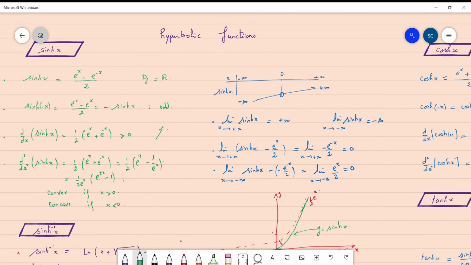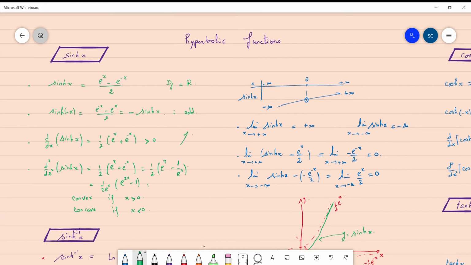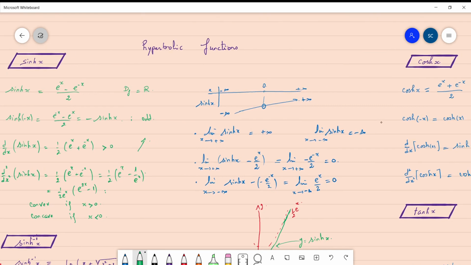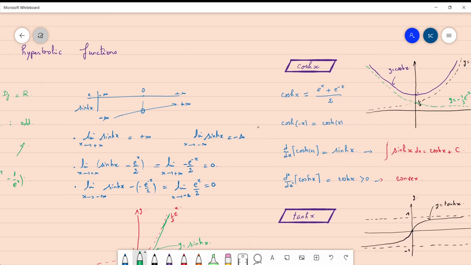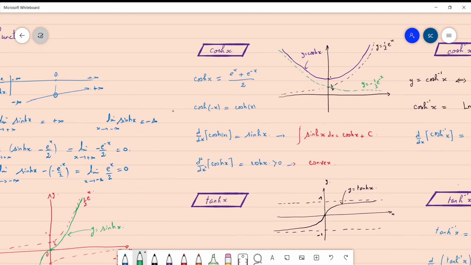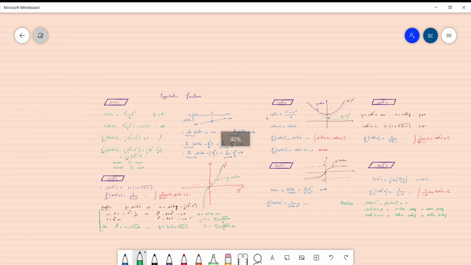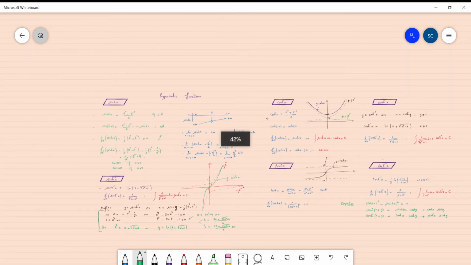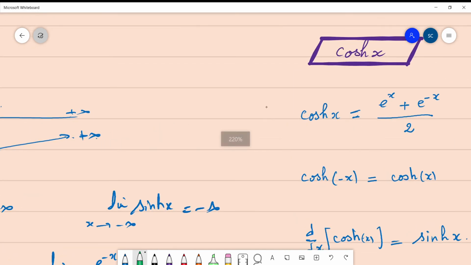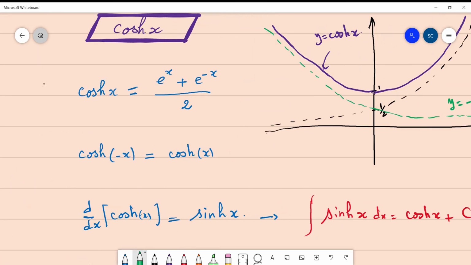Okay, there are other families of hyperbolic functions. The second one is the cosine hyperbolic function. I use similar techniques of calculation and study. We define the cosine hyperbolic as the sum of these exponentials. It's an even function, so we have an even function here this time.